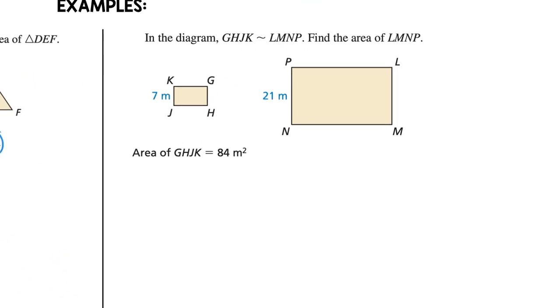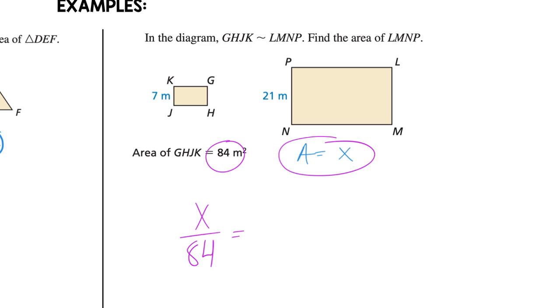We want the area of this bigger rectangle. I'm going to call that one x. So if we say x over 84, and then we make a ratio of the side lengths here, 21 over 7, that's going to equal 21 over 7, except we have to square that, okay?